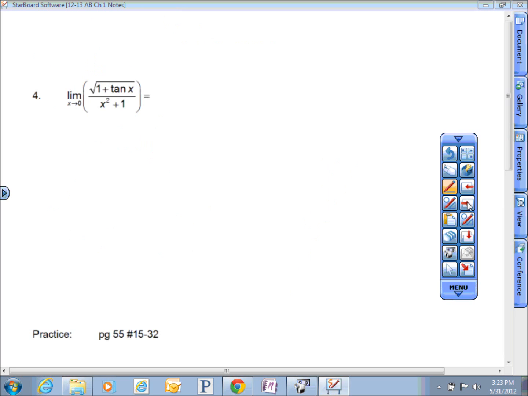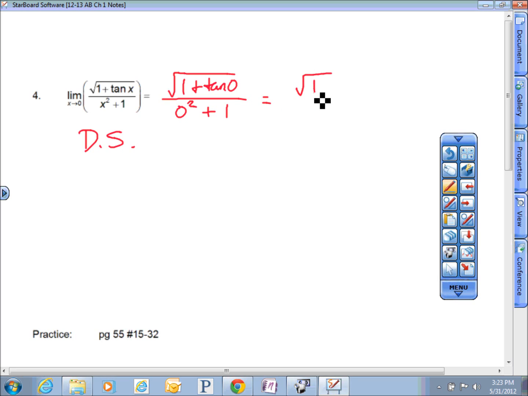All right, last problem. This one, I don't have a graph, and I don't want to have a graph, so I'm going to try that method that I suggested before. If I can substitute, I will directly substitute. If I take 0 and plug it in, will I get a y value? 1 plus tangent of 0 over 0 squared plus 1. Well, tangent of 0 is 0, which leaves us the square root of 1 on the top. 0 plus 1 is 1, which leaves us a 1 on the bottom. That must mean that these two sides are going to come together, and they're going to come together at y equals 1.